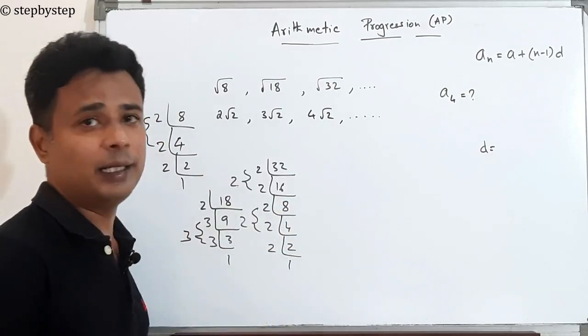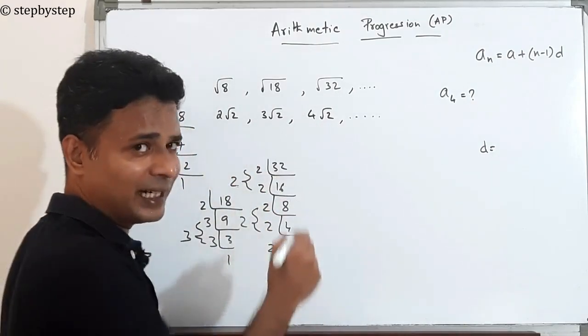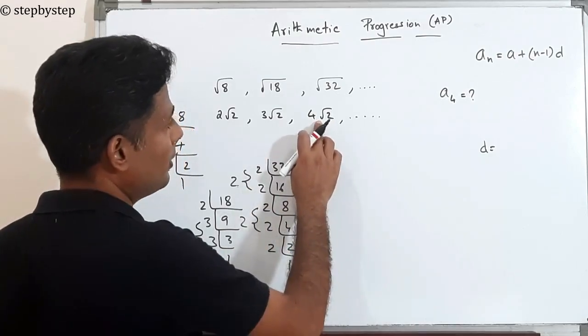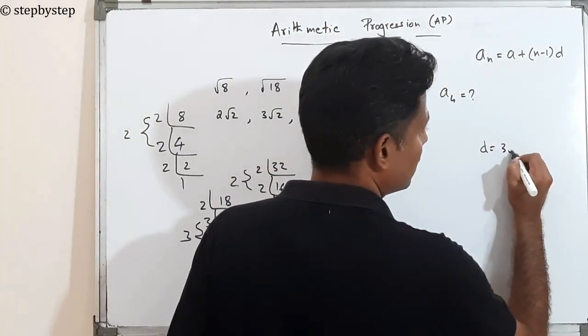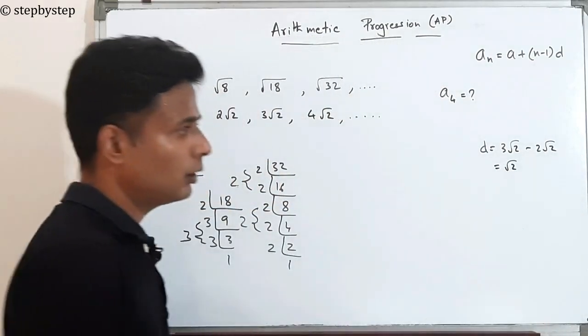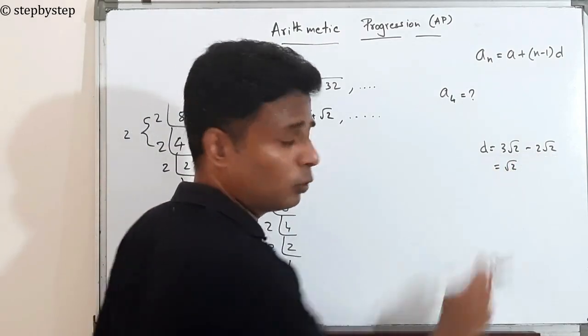We can find D. What is D? Second term minus first term or third term minus second term. Any two consecutive terms, you find the difference. So I'll take 3 root 2 minus 2 root 2. This gives us root 2. Right? 3 root 2 minus 2 root 2 is root 2.